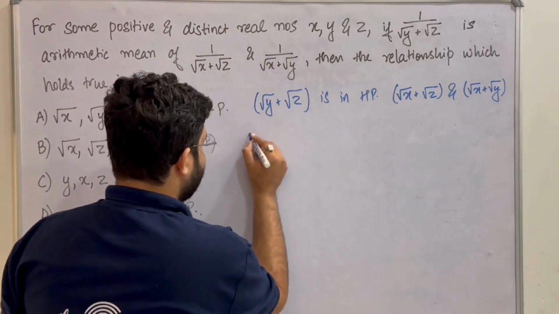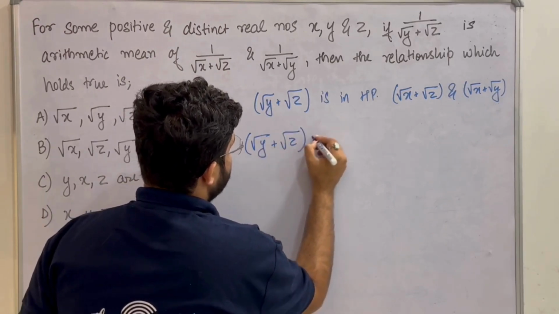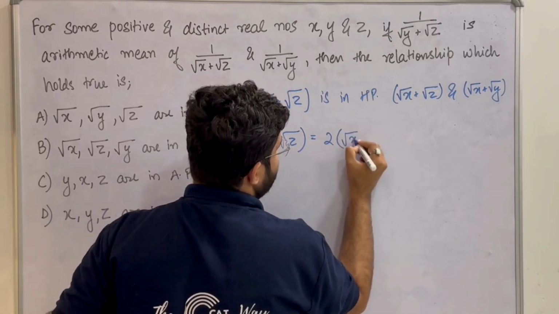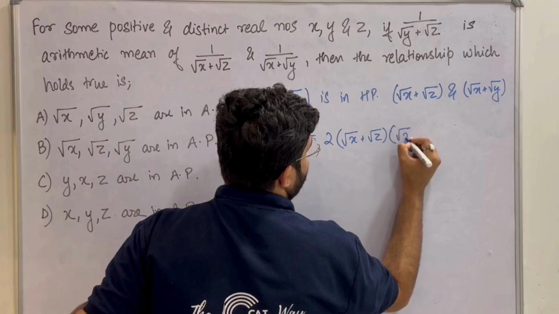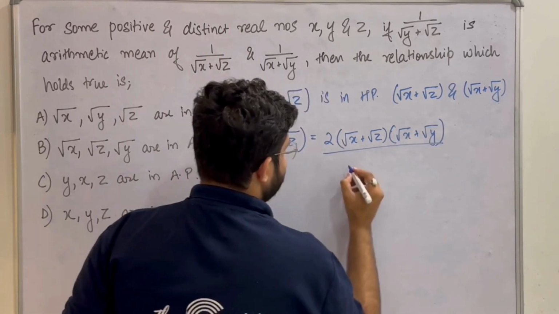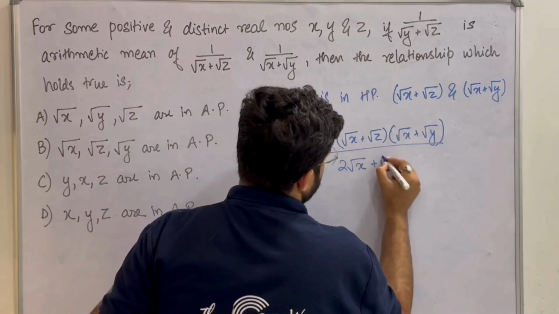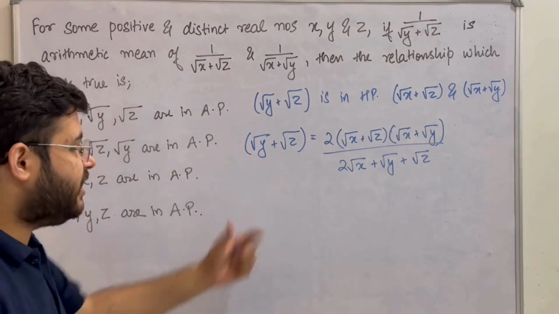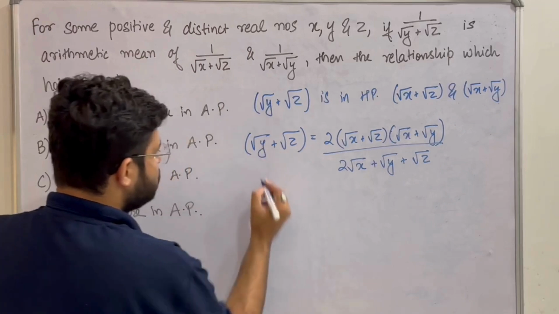Now applying the formula for harmonic progression, what do we get? That root y plus root z is simply equal to 2ab, that is 2 times root x plus root z multiplied by root x plus root y divided by a plus b. Now a plus b would simply mean 2 times root x plus root y plus root z. Now since there is nothing much we can do, we simply cross multiply and see where it goes, right? So what do we get?